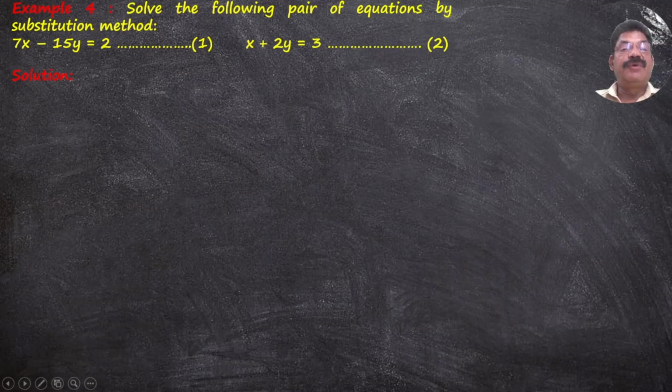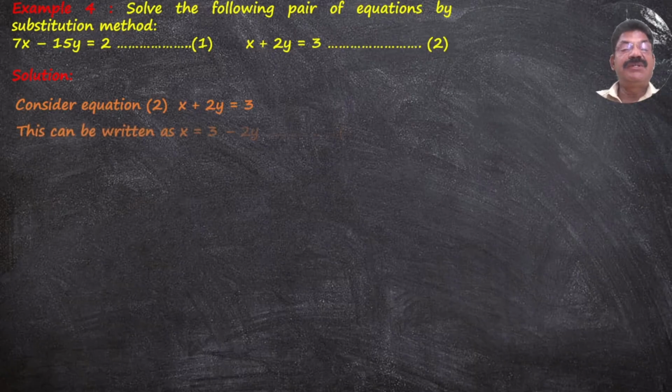Consider example 4. Solve the following pair of equations by substitution method. 7x minus 15y is equal to 2, equation 1. x plus 2y is equal to 3, equation 2. Obviously, equation 2 is simple. So, from equation 2, you can find the value of x, which is equal to 3 minus 2y. So, first step is over.